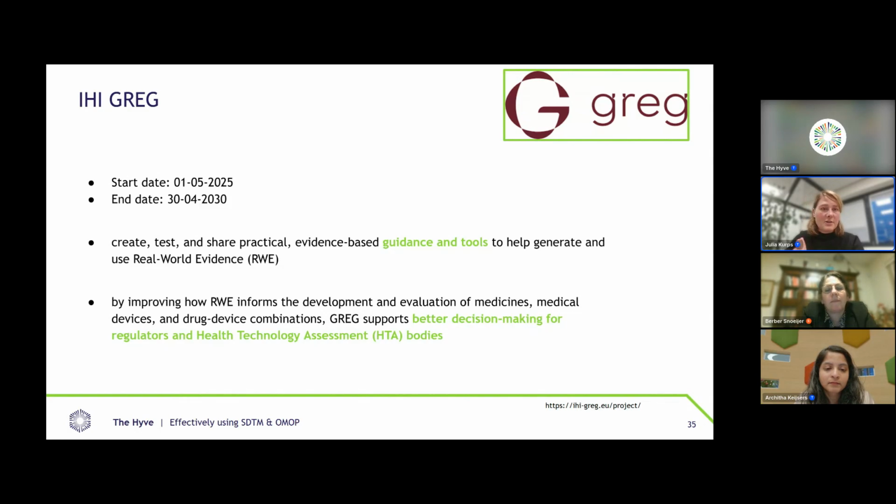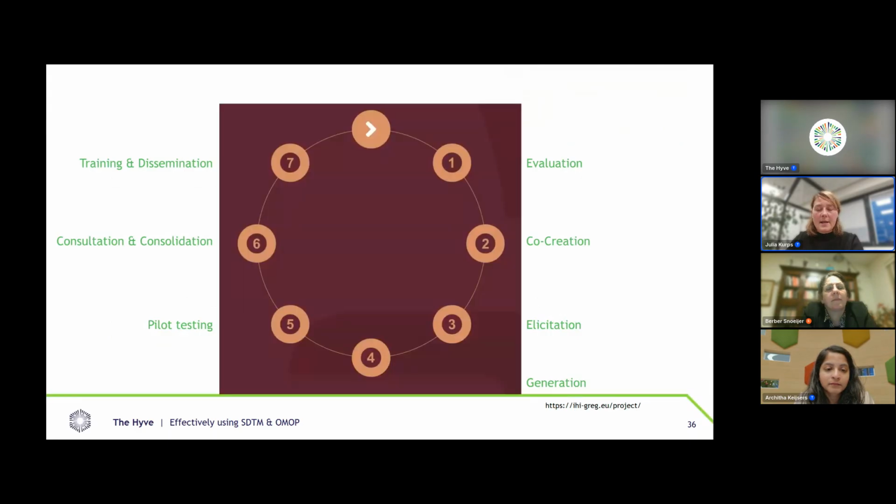And as I said, it just started in May, and there's a nice little circle that we go around, starting from the evaluation. We want to look at what the existing real-world evidence guidance or recommendations are. And then we're going to look at a couple of use cases from regulatory and HTA bodies, which were successful and which were not successful for the decision making.